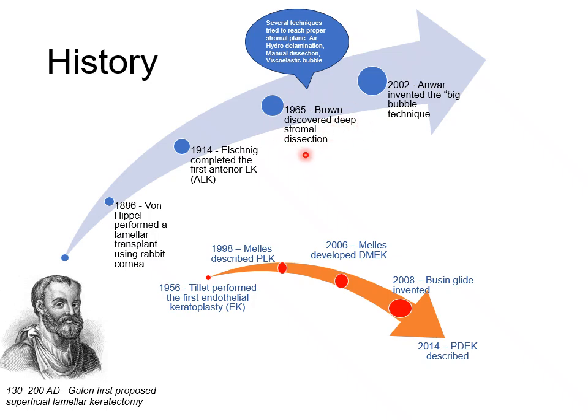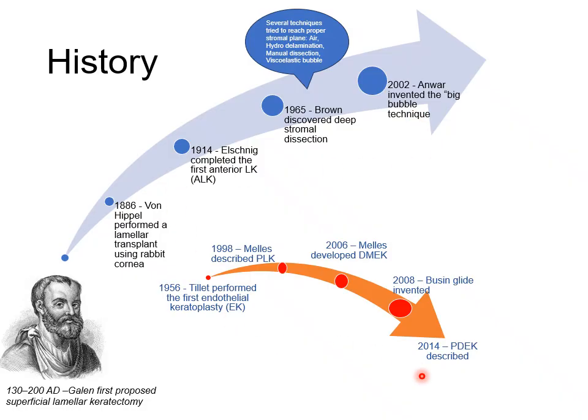Once this happened, several techniques were tried to reach the deep stromal plane for anterior lamellar keratoplasty. They tried to inject air, they tried to hydrodelaminate, they tried manual dissection and viscoelastic substances. Finally, in 2002, anterior lamellar keratoplasty was revolutionized when Anwar invented the big bubble technique, which we will be discussing in this lecture.